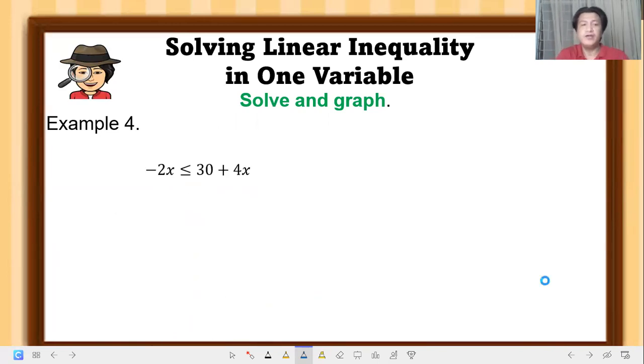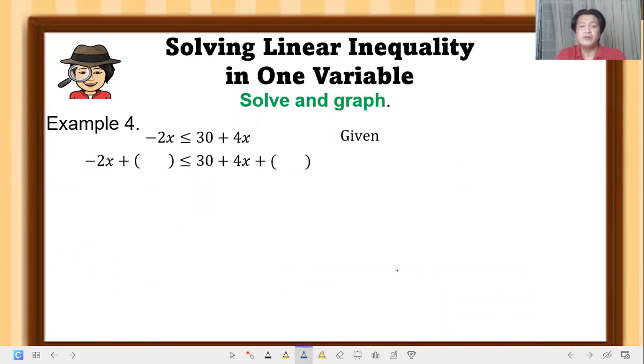Okay, number 4. For number 4, let's have negative 2x is less than or equal to 30 plus 4x. So dito sa given natin, you are going to add on both sides of the inequality the additive inverse of 4x. Kasi nga, ilipat mo yung may variable doon sa left side. Kaya, what is the additive inverse of positive 4x? Kaya, negative 4x yun, using the addition property of inequality.